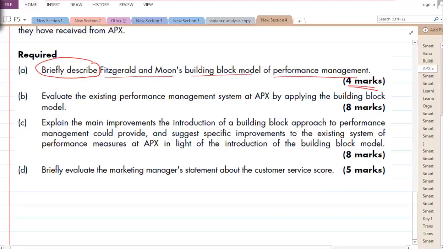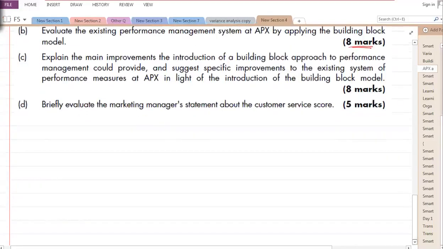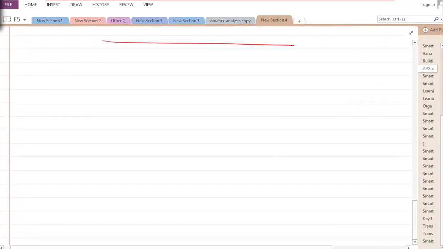Then evaluate the existing performance management system of APX by applying the building block model. Before we do the second question, the first question, being knowledge-based, is simpler, so we can just start from here. This is the question about APX. We don't have to read the scenario for the knowledge-based question. You simply have to explain the building block model.